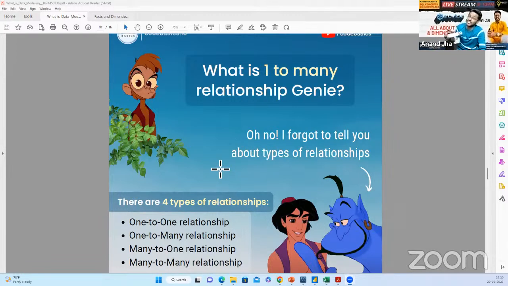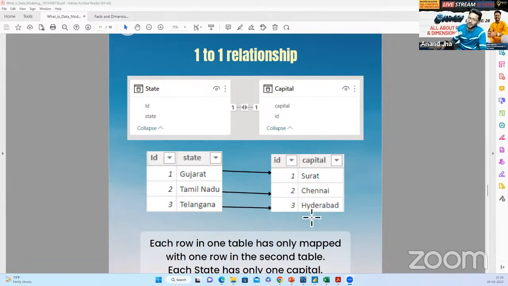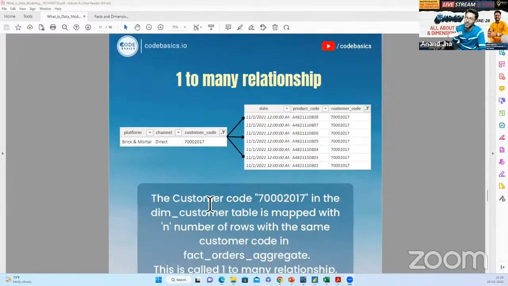So what type of join applies in a one-to-one relationship? A straightforward case of inner join. A one-to-one relationship is nothing but your inner join. State and capital: every state will have one capital, for sure, we all know that. So each row in one table maps to only one row in the second table. Each state has only one capital.